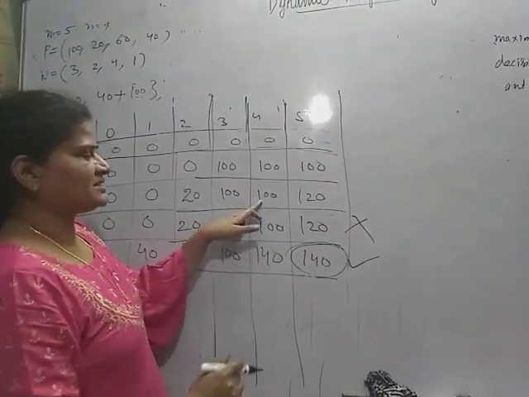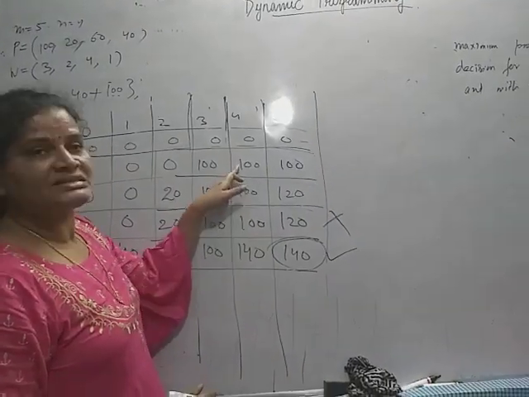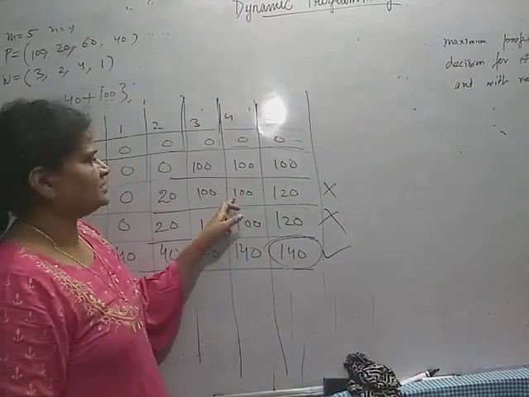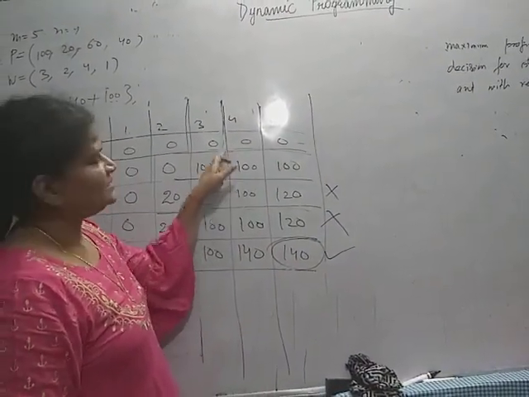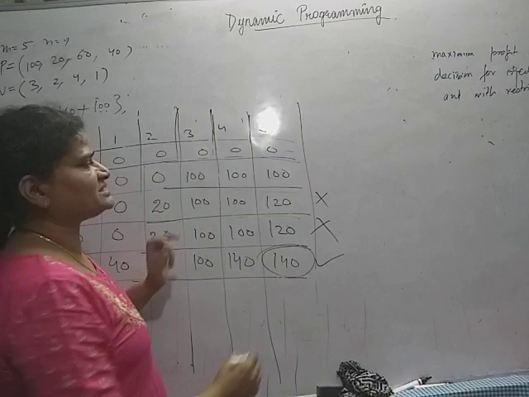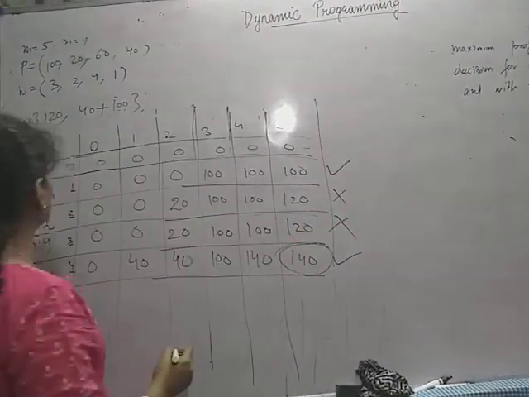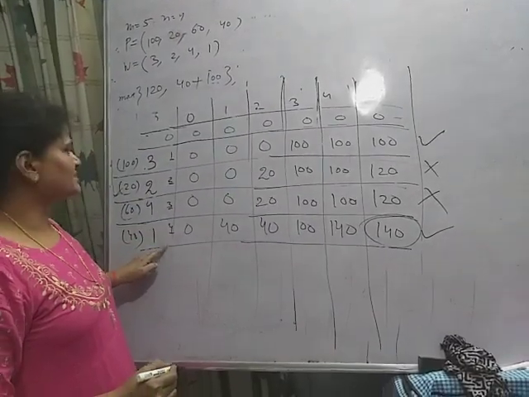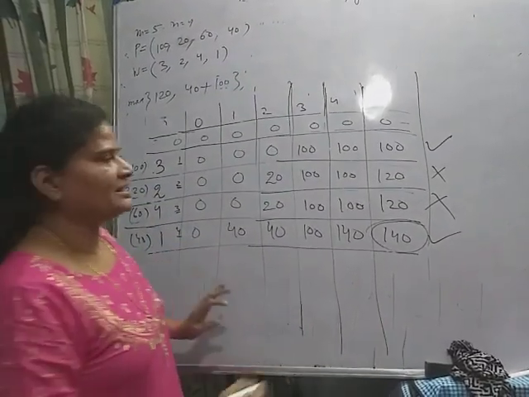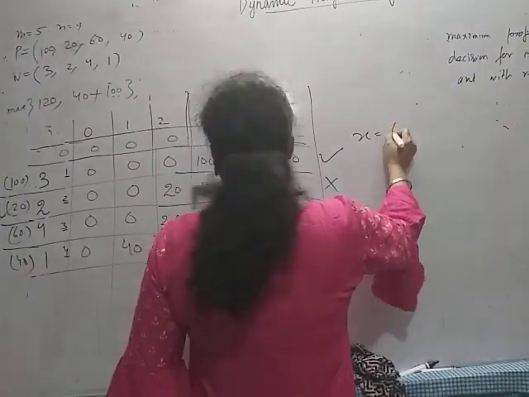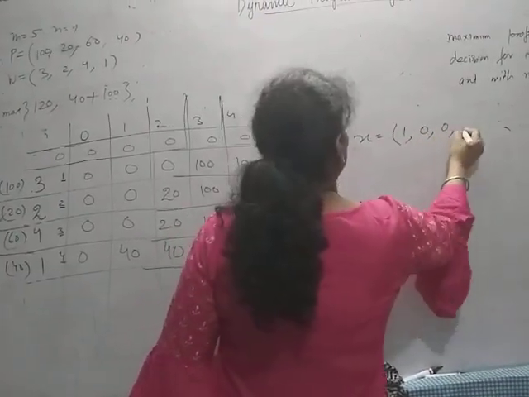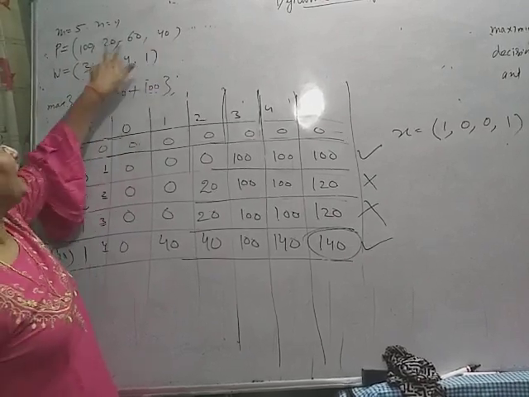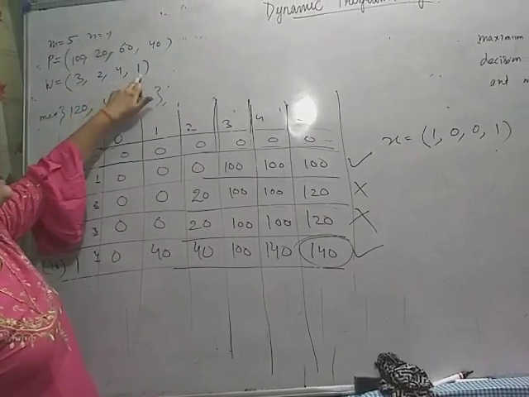Now come to this again. 100 and 100, this is again a copy. So this is not included. Now here, this is not the same. This is not coming from the previous entry, so this is included. It means that the first weight is included and the fourth weight is included, and the second and third weights are excluded. The solution vector x is 1, 0, 0, 1.